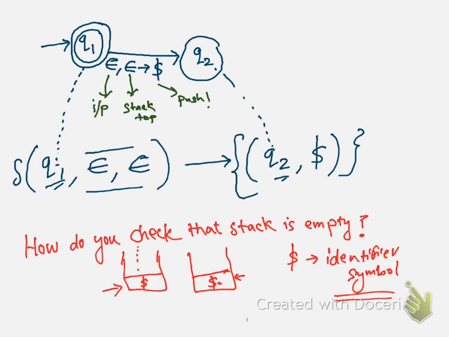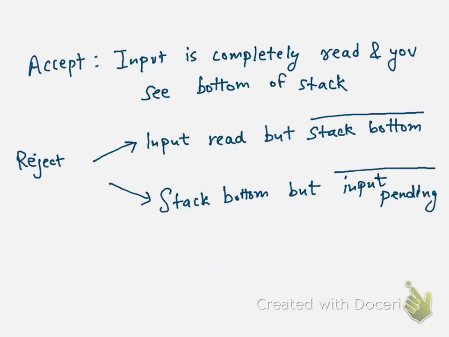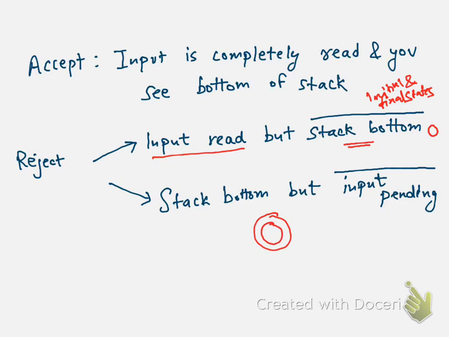Let me sync it back to the two conditions which we wrote here for the rejection of a string. So these were two cases. One was you have read the input completely but you do not see the stack bottom. This condition we have taken care of with the help of our initial and final states. If it so happens in my PDA that I have read my input completely but I haven't reached my stack bottom, you will see that that particular state will be non-final. In the second case, when you have reached the stack bottom but input is pending, you will find a final state which is something like this but with no outgoing transitions.